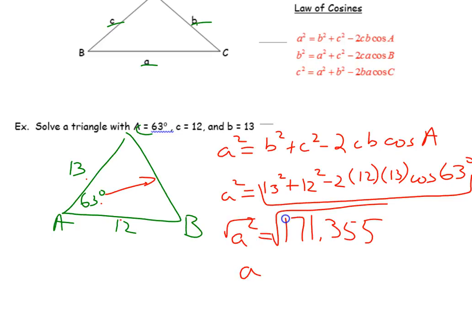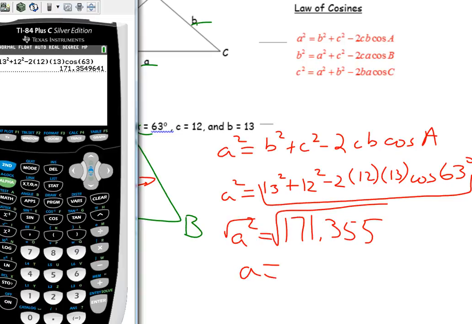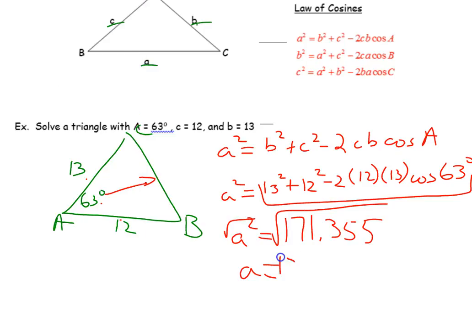By doing that, you get a equals, now here's what you do on the calculator. To square root a number, you go second, x squared is the square root button. And then I want to paste this answer into there. So I'm going to hit second, and this negative sign above that, that's how you put the answer that you just got into the square root. Now hit enter, and you get a equals 13.090.